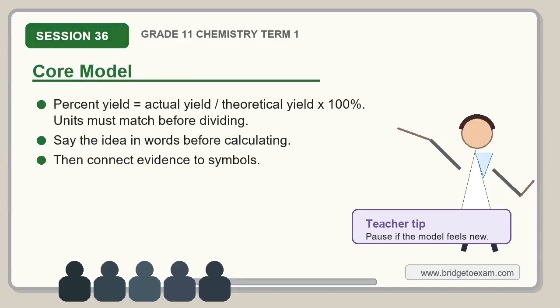The core model is this: percent yield equals actual yield per theoretical yield times 100%. Units must match before dividing. Do not rush to an answer. Build the model first, then let the model guide the calculation or explanation.